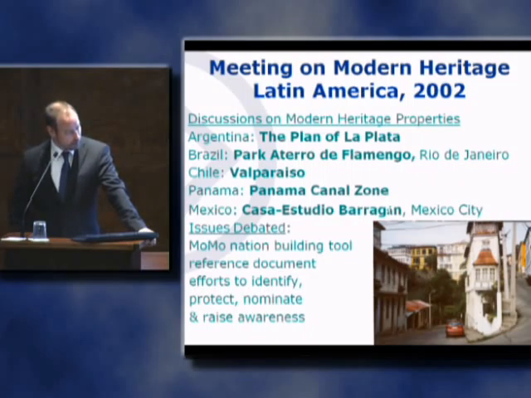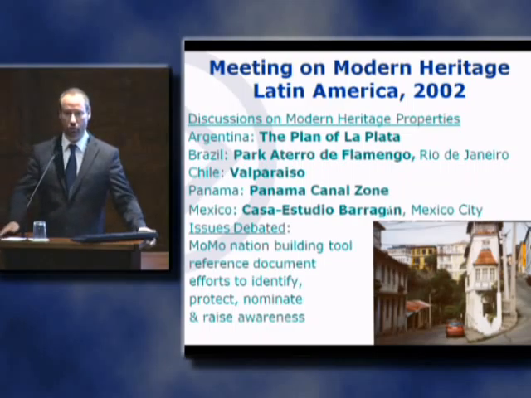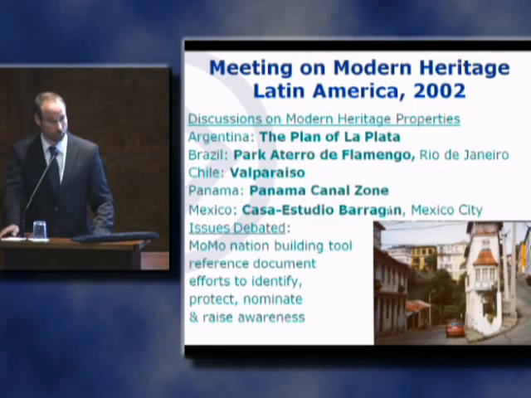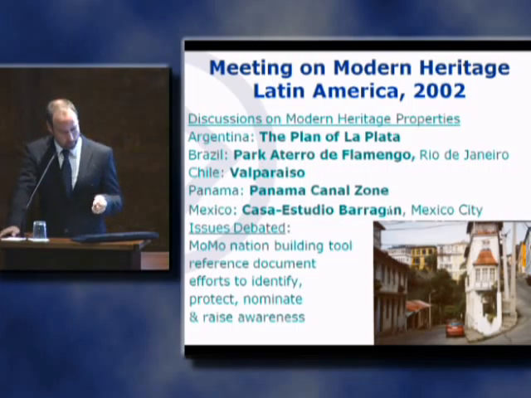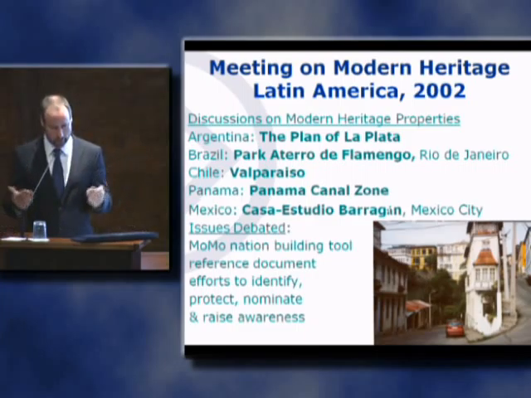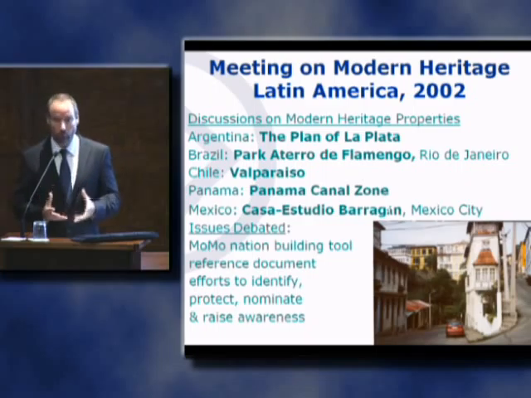Important discussions took place with regard to the fact that it was widely recognized by the experts that the architecture of the modern movement was a very important tool for nation building in Latin America. To express that better, the experts agreed that it would be incredibly important to establish a reference document that would identify how the different expressions came about with regard, for instance, to Mexico as opposed to Brazil, and Venezuela as opposed to Colombia, in order to better understand the material expressions and, of course, their cultural significance in particular countries in the region.